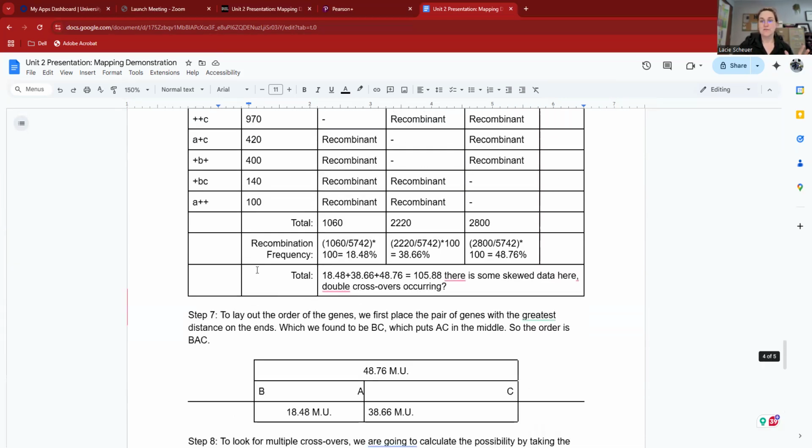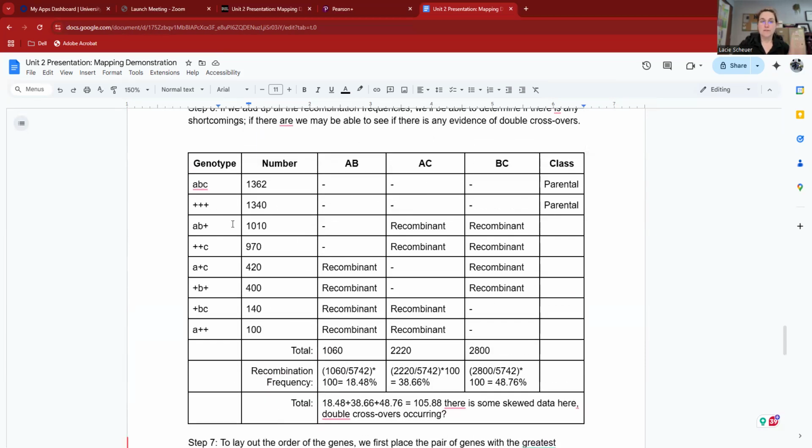We have identified that these two top ones are our parentals, and then these guys would be our single crossover occurrences. So get him there, get him there, get him there. While these are our double crossover categories. Crossover, I apologize. This is our last double crossover category.